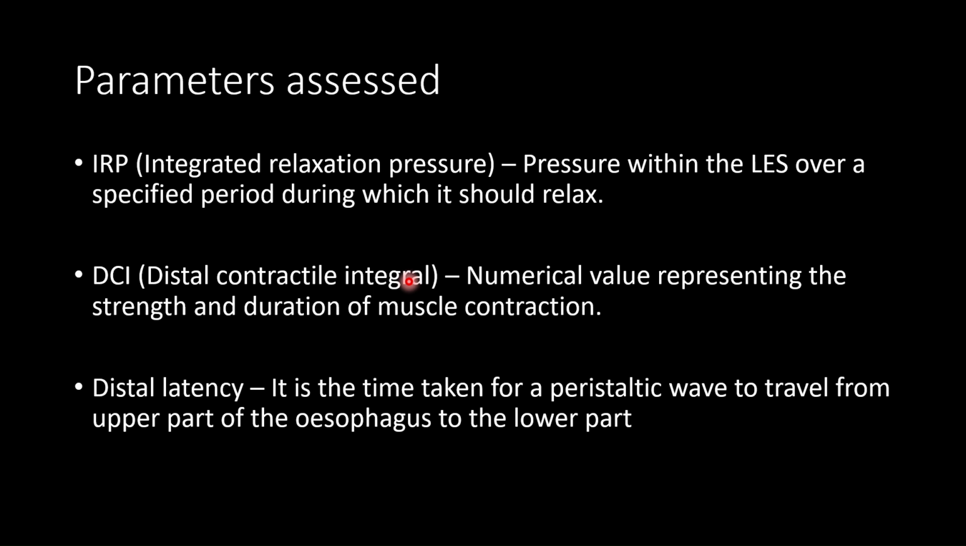Now, the third parameter is the distal latency. Again, the term is self-explanatory. Latency means time. It is the time taken for the peristaltic wave to move from the upper part of the esophagus to the lower part of the esophagus. So basically, the time taken for the peristaltic wave to travel throughout the esophagus. The time it should take is usually 4.5 to 6 seconds. If it is less than that, it means that there are too many frequent contractions, which is seen in conditions like diffuse esophageal spasm. If it is too slow, more than 6 seconds, then it indicates that there are delayed contractions.